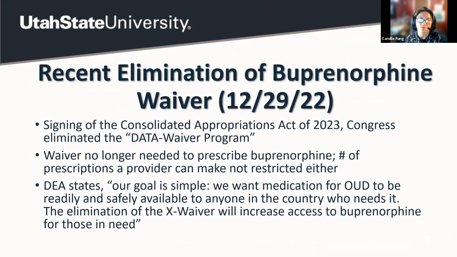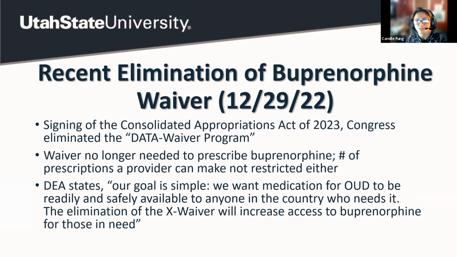So this is brand new. Congress just passed a law back on December 29, along with their budget. This is the Consolidated Appropriations Act of 2023. They have eliminated the data waiver program. What that means is that in the past, you used to have to apply for a buprenorphine waiver and go through all of these hoops in order to be a buprenorphine prescriber. But now, with the increasing opioid crisis, they have done away with this waiver. So basically, anybody who has a DEA license will be able to prescribe buprenorphine.